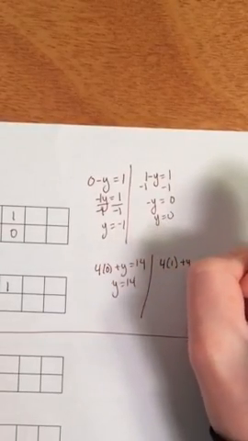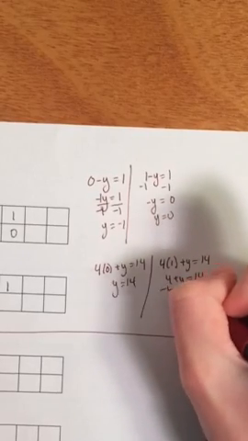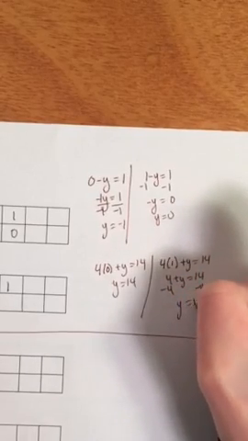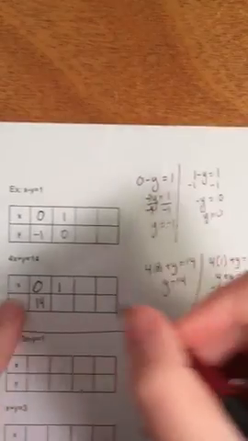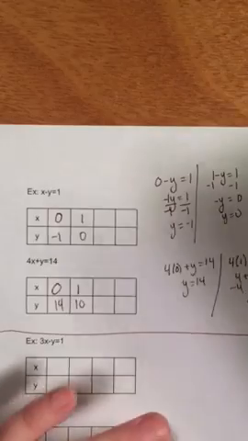4 times 1 plus y equals 14. So I get 4 plus y equals 14. If I subtract 4, I get y equals 10. Okay, so my y is 10 there. Again, they don't match up, right? So I gotta keep going.